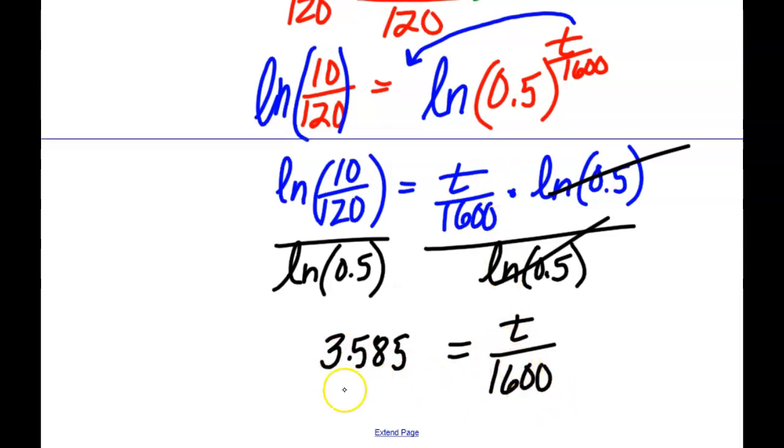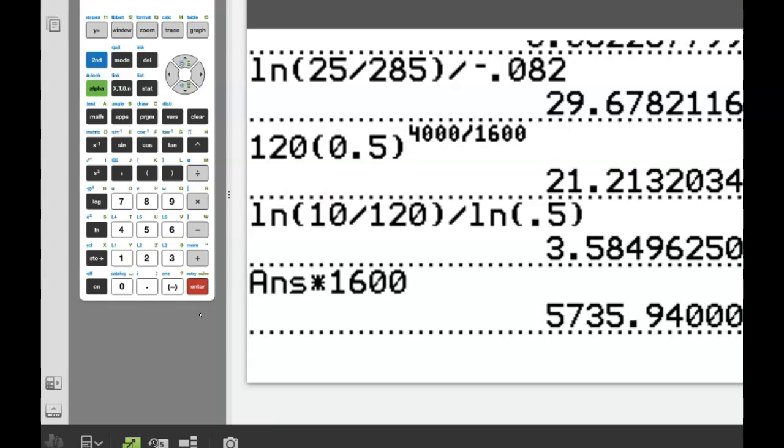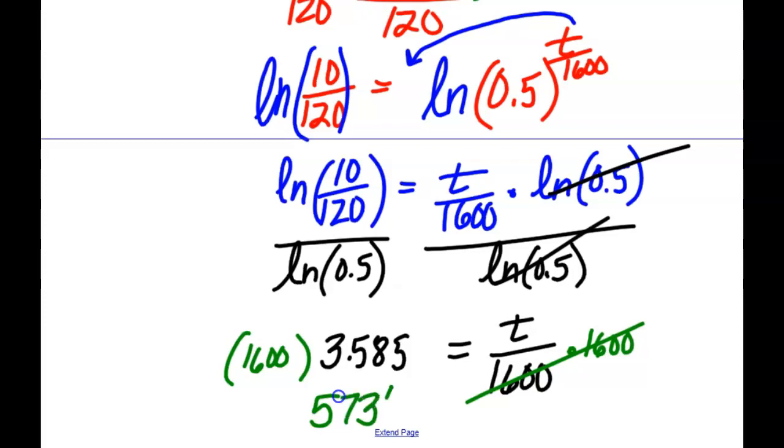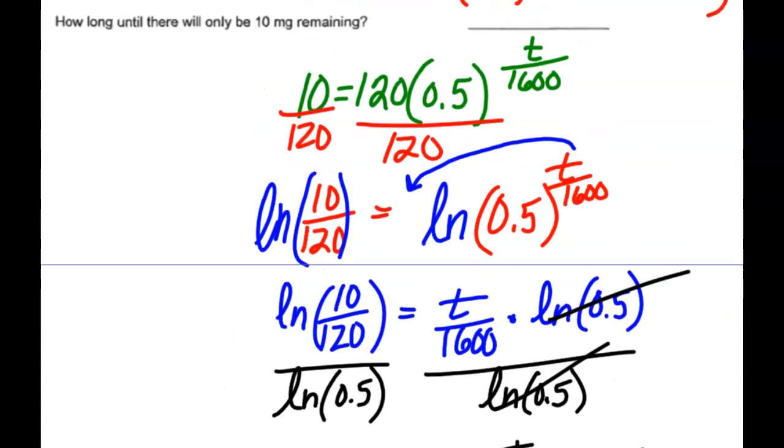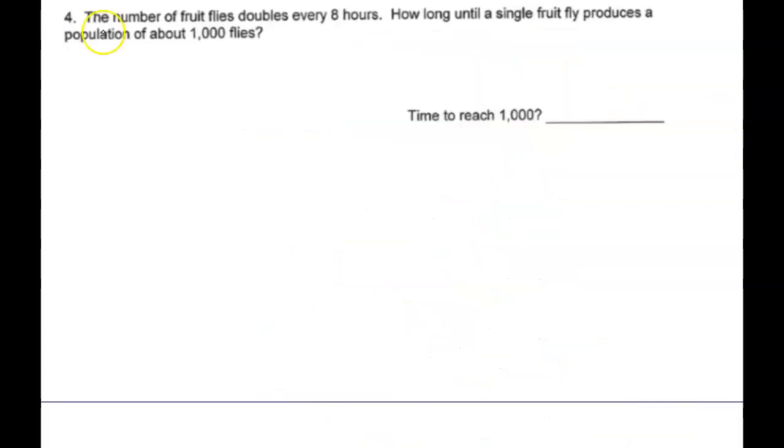How do you get rid of divided by 1600? You're going to multiply by 1600. About 5,736 years. 5736 if we go to the nearest year. All right, so watch for half-life or doubling formulas and use that formula on your sheet.